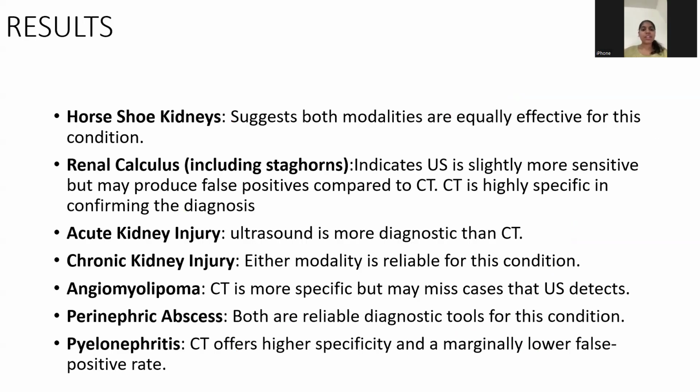Horseshoe kidney suggests that both the modalities are equally effective. However, for angiomyolipoma and pyelonephritis, CT is more specific. In renal calculus, ultrasound is slightly more sensitive but may produce false positives compared to CT, and CT is highly specific in confirming the diagnosis. In acute kidney injury, ultrasound is more diagnostic, and for chronic kidney injury, ultrasound is more diagnostic than CT, but CT is highly specific. Angiomyolipoma, CT is more specific, but on ultrasound most of the time it may be missed. For perinephric abscess, both are reliable diagnostic tools. In pyelonephritis, CT offers higher specificity and marginally lower false positive rates.